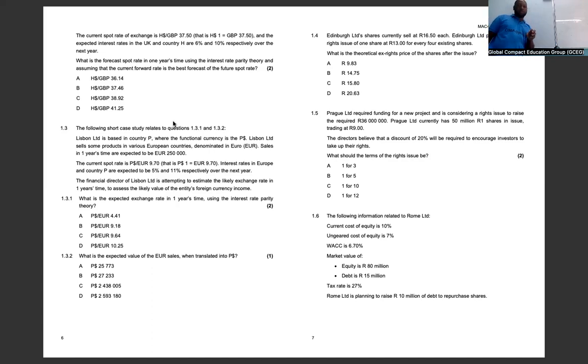What is the expected value when translated into P dollars? What is the expected value of euro sales? But now, is it current rate or future rate? So let's use the current rate, which is 9.7, right? So that will multiply because the euro is less stronger here. So that's 250 times 9.70, which will give us 2425, like that.